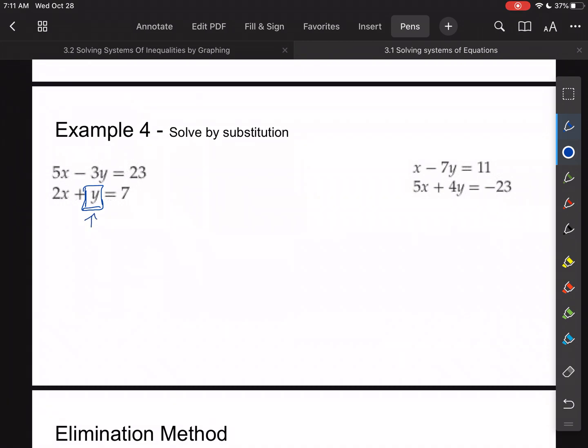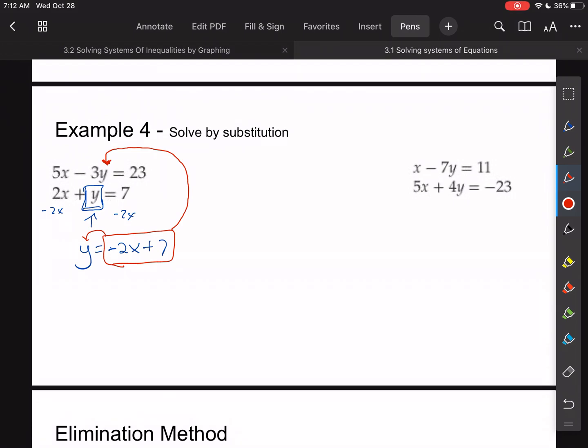I'm going to solve the second equation for y by moving the 2x over. So y would be equal to, if I subtract 2x from both sides, negative 2x plus 7. Now again, the strategy is to take this and substitute it in for y, because y is equal to that. We're going to substitute it into the other equation. Very important that we're going into the other equation, because we've got to see where the two have overlap.